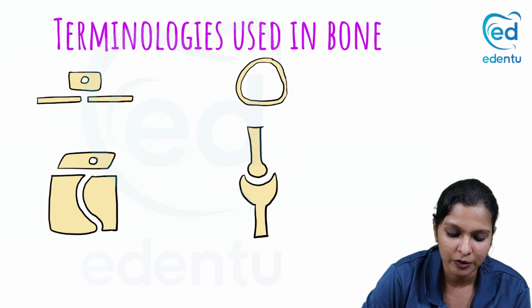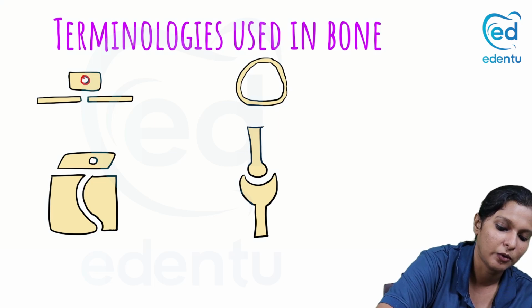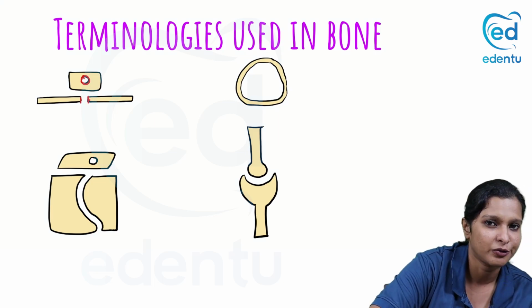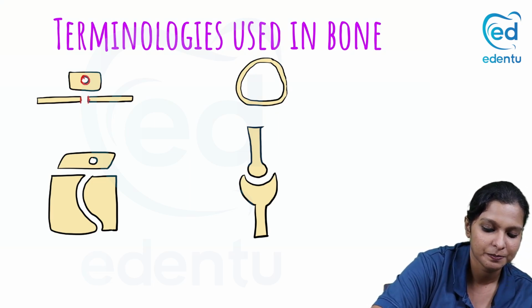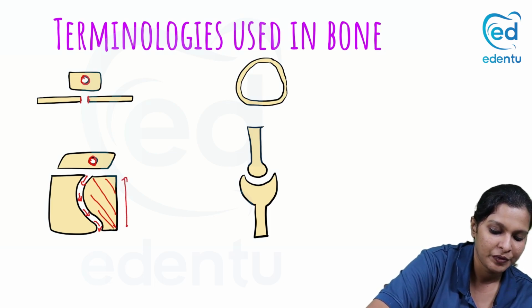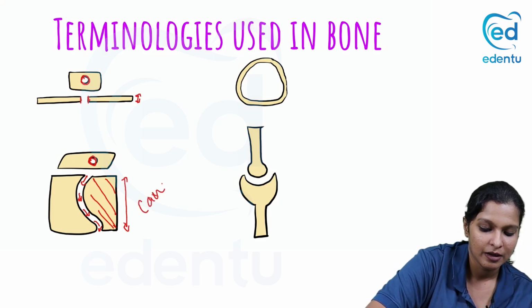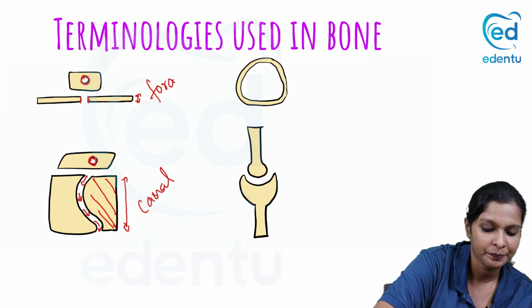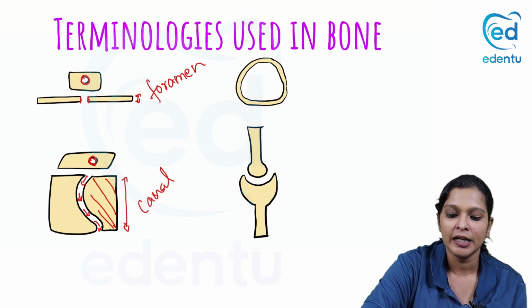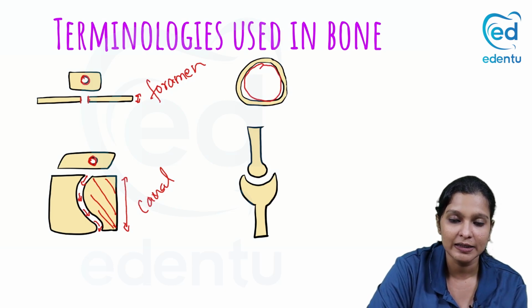Then we'll move on to the next set of terminologies. These are also used in bone only. If there is a hole in the bone, like this, in a very thin part of the bone, then it is called as foramen. Whereas if there is a hole and that leads to an entire pathway, because the bone is very thick, you can see the bone is very thick. This is the thickness, whereas here it is very thin. Then this is called as canal. This is called as foramen and that is called as canal. And inside the bone, if there is air filled space, then it is called as sinus.